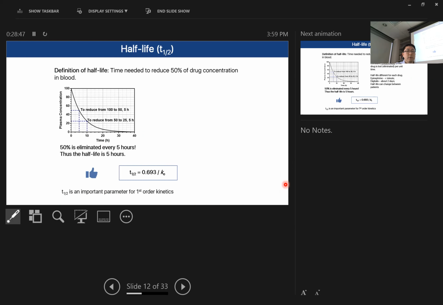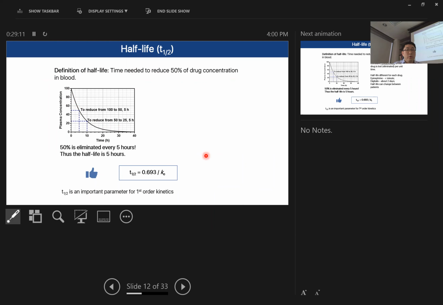Half-life. We talk about half-life all the time. Essentially, half-life is for first order PK. It's the time needed to reduce the drug concentration in blood by 50%. In this case, we have 100. After 5 hours, you reach 50. Then another 5 hours to 25, and so on.